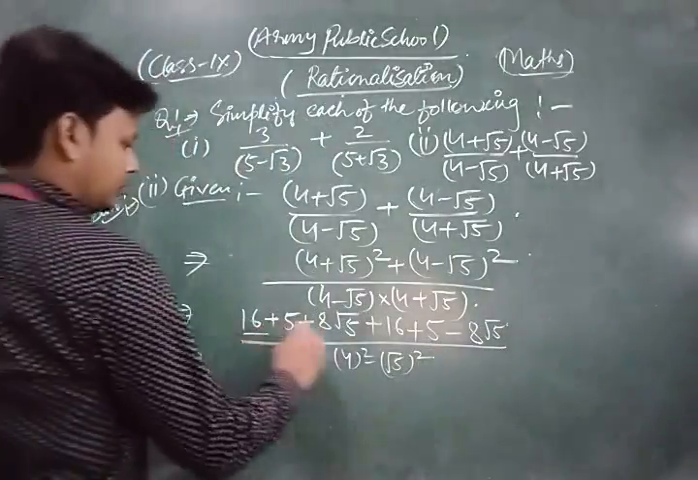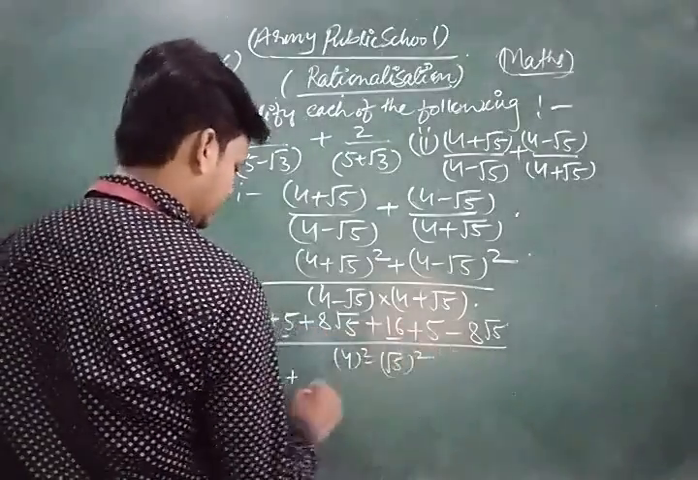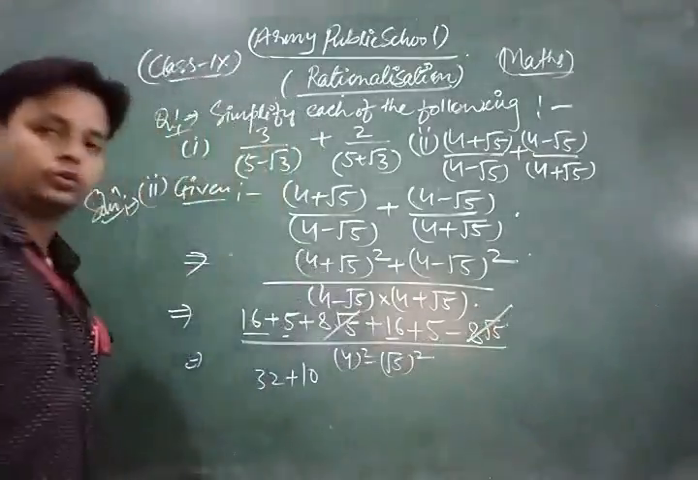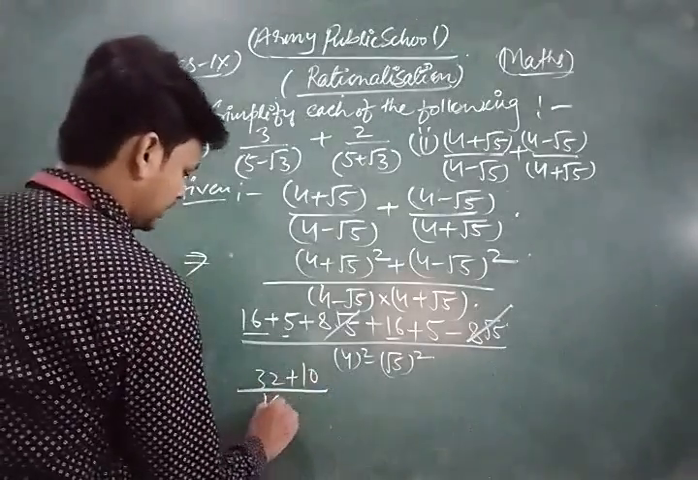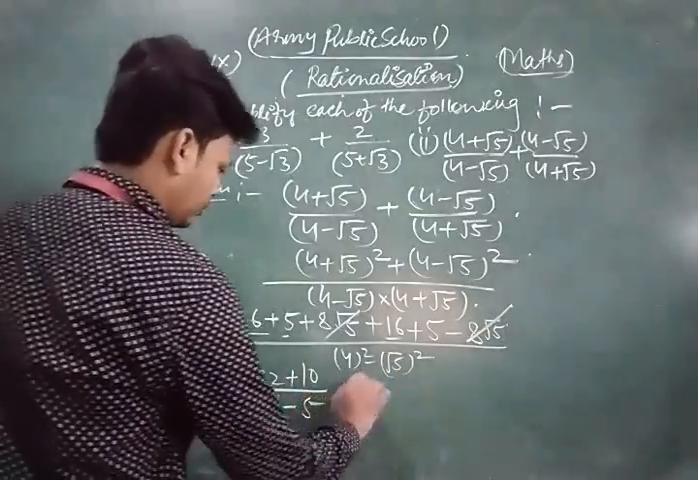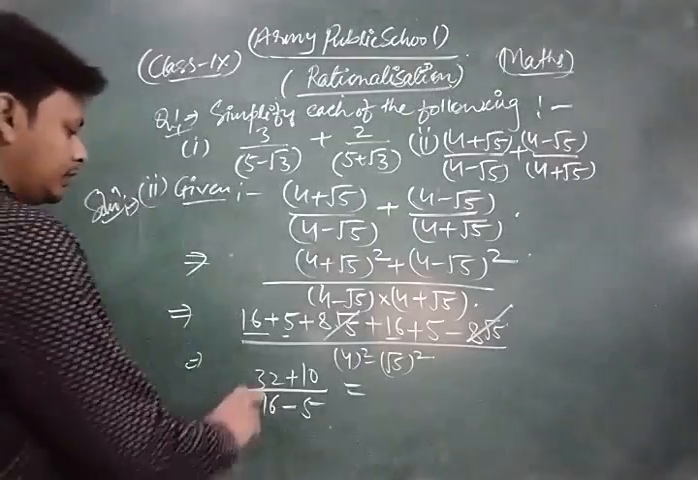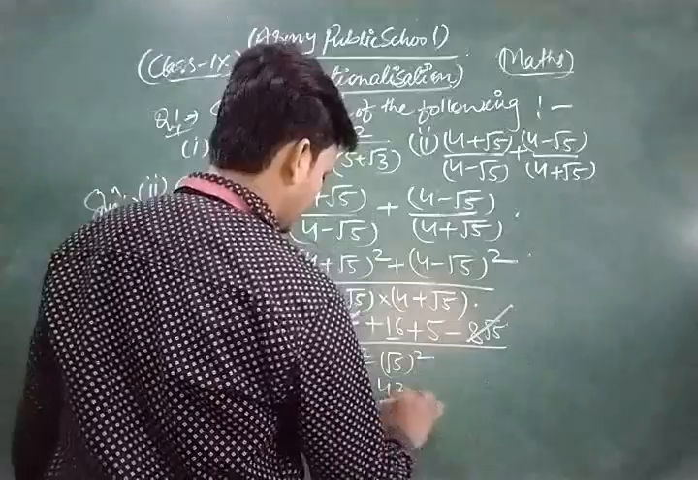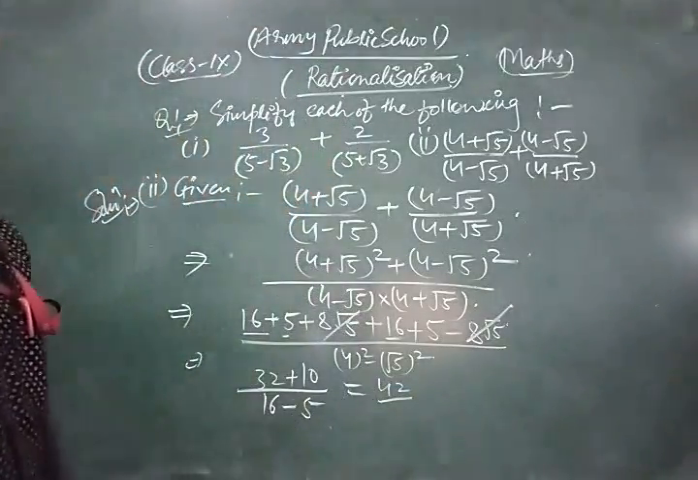Look, this is 32 plus this is 10 here. 8 plus root 5 cancel to each other upon a square. This is 16, this is 5. So we have, look, this is 42 plus 10, that is 42 upon, this is 16 minus 5, that is 11.